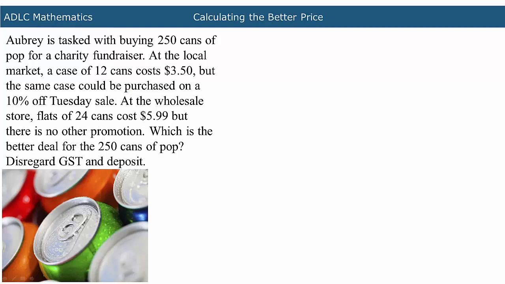In this video, we will be using cost, quality, and quantity to determine which product should be purchased. Aubrey is tasked with buying 250 cans of pop for a charity fundraiser.